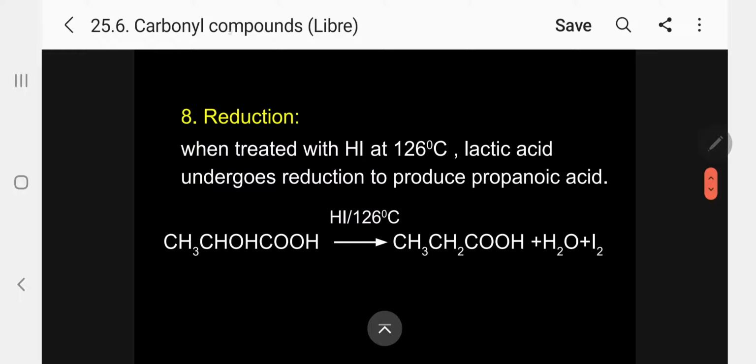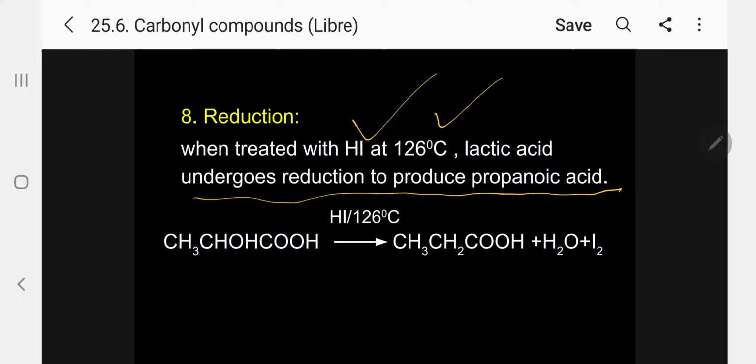The next one, reduction. When treated with HI at 126 degrees centigrade, lactic acid undergoes reduction to produce propionic acid. HI undergoes reduction, so that means it will remove OH and hydrogen will be added, converting into propionic acid. Water and iodine will be produced. With 2 molecules of HI, you will get the corresponding propionic acid.